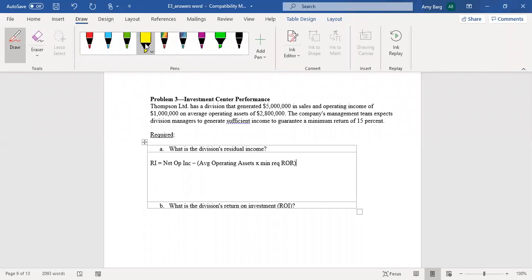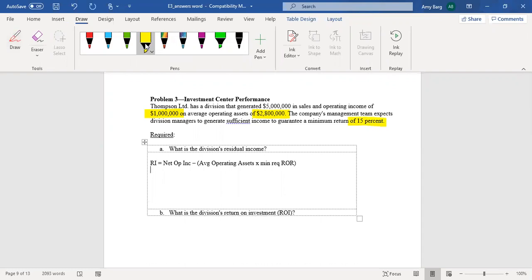So the information that we need to fill in that equation, we need the net operating income, which is $1 million. We need the average operating assets, which is $2.8 million, and we need the minimum required rate of return. So that is 15%. We are just going to type all that in.